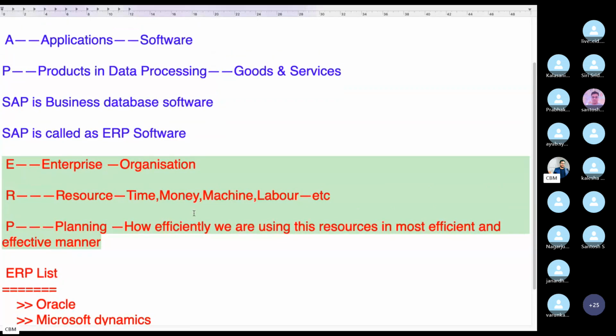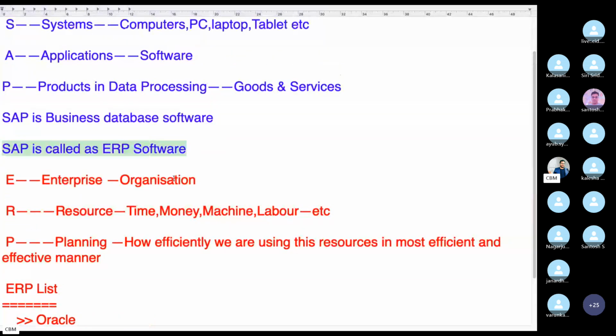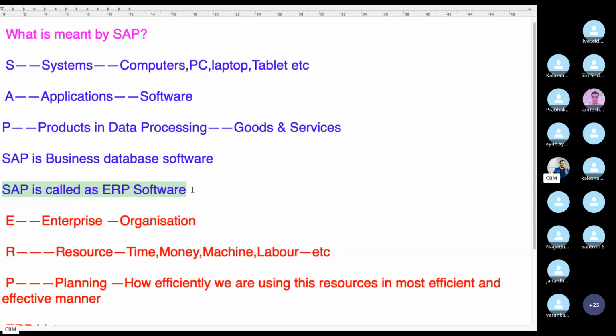So why SAP, I will tell you, and what is ERP, also I will tell you. Before explaining the ERP concept, let me give a brief idea on SAP and the scope of SAP in the market.